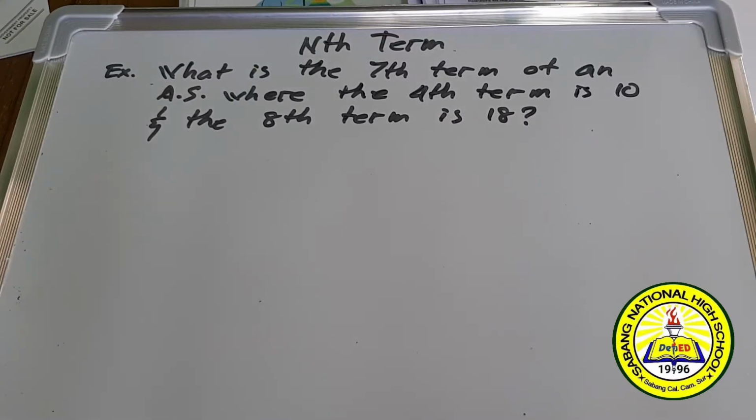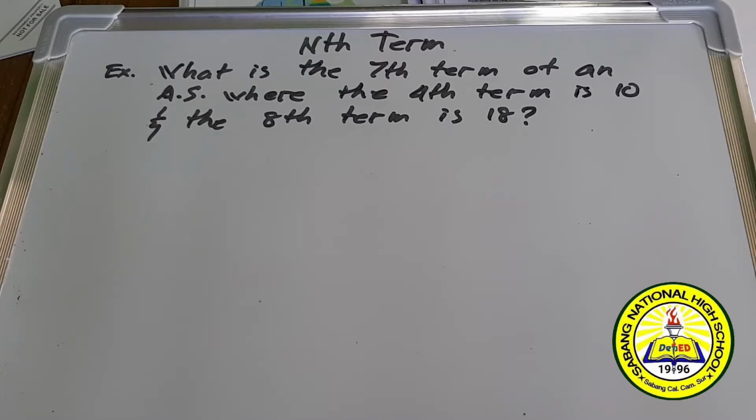Next topic, our topic is the nth term. The nth term is finding any term on an arithmetic sequence given at least two numbers on an arithmetic sequence. Okay, let us take an example.